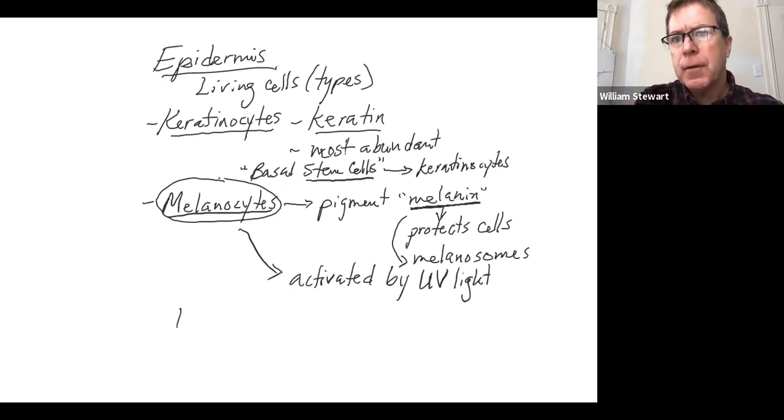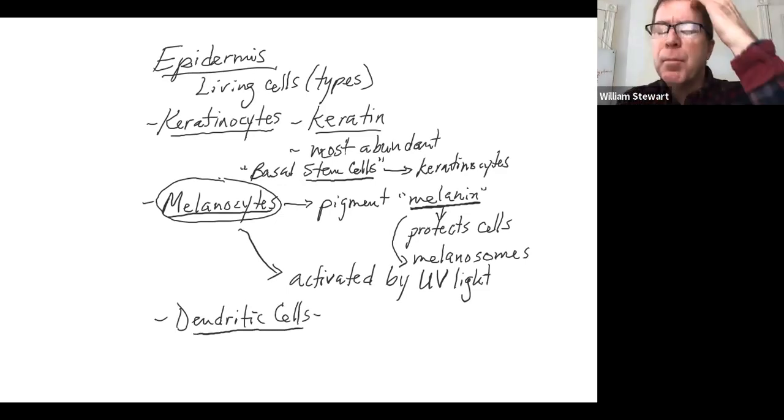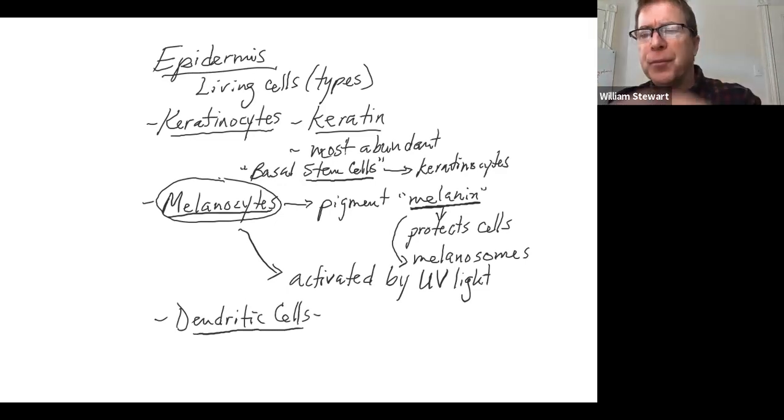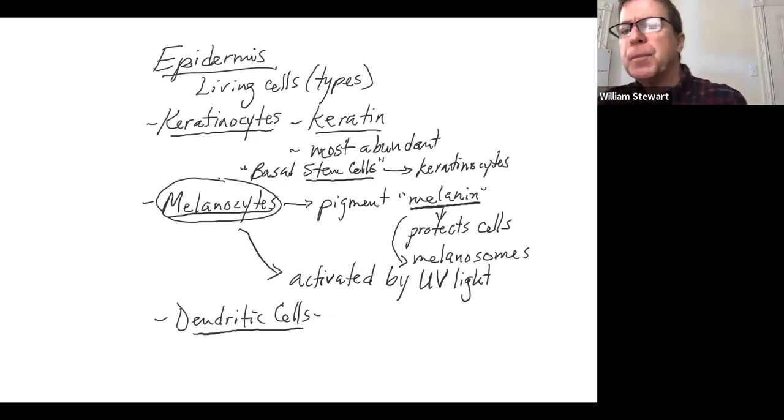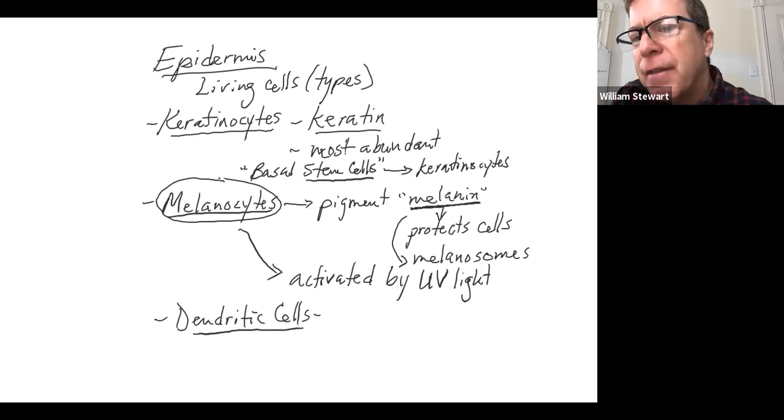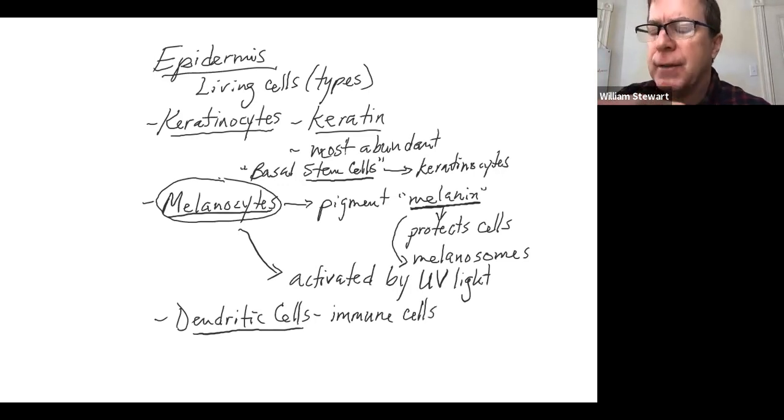Next cell type are dendritic cells. These are actually produced in the bone marrow, like blood cells are and like other immune cells. Dendritic cells are produced in the bone marrow, and then they migrate out of the bone marrow to the superficial layers of our skin, and they behave like immune cells.